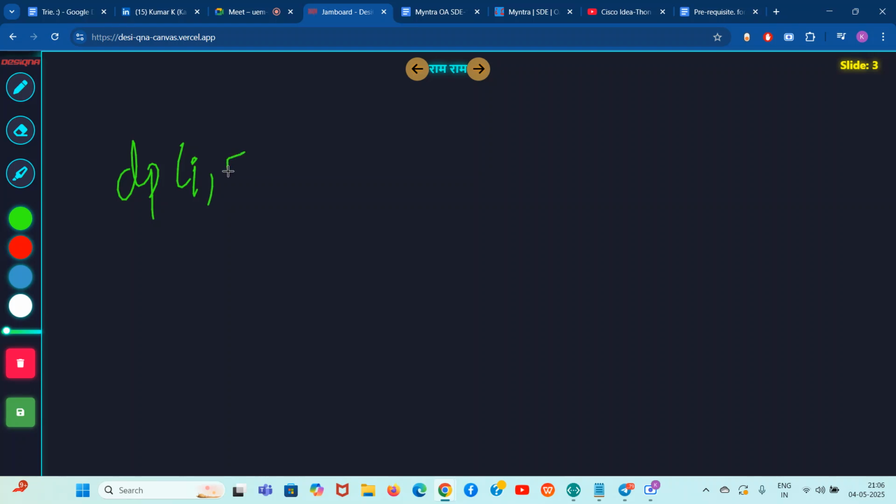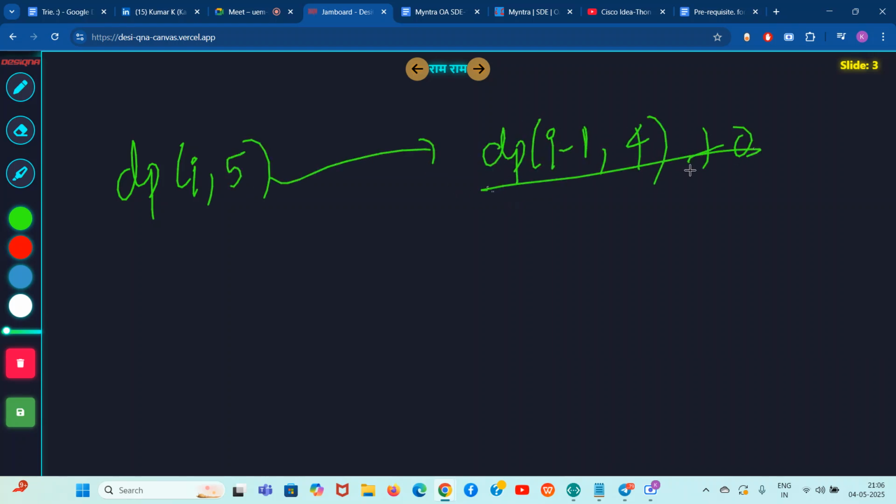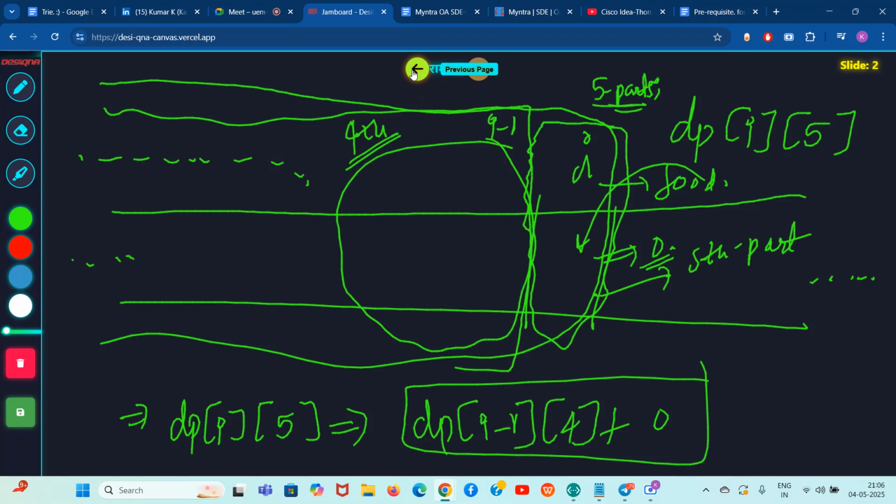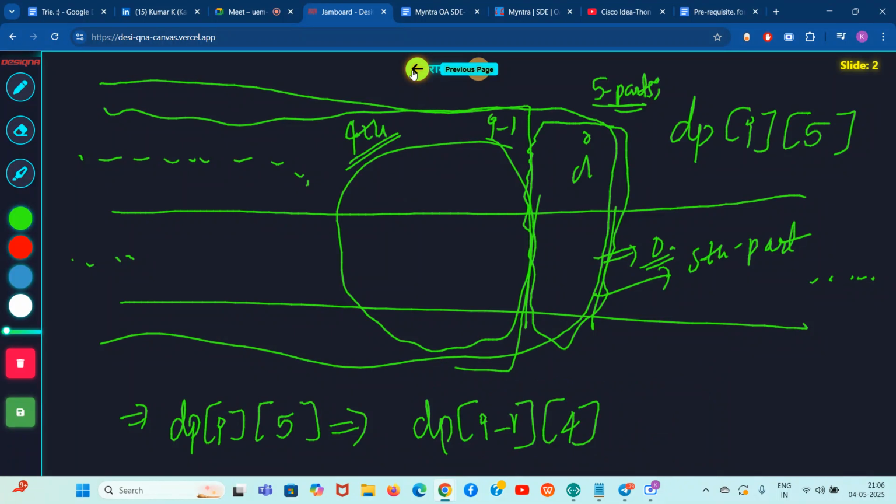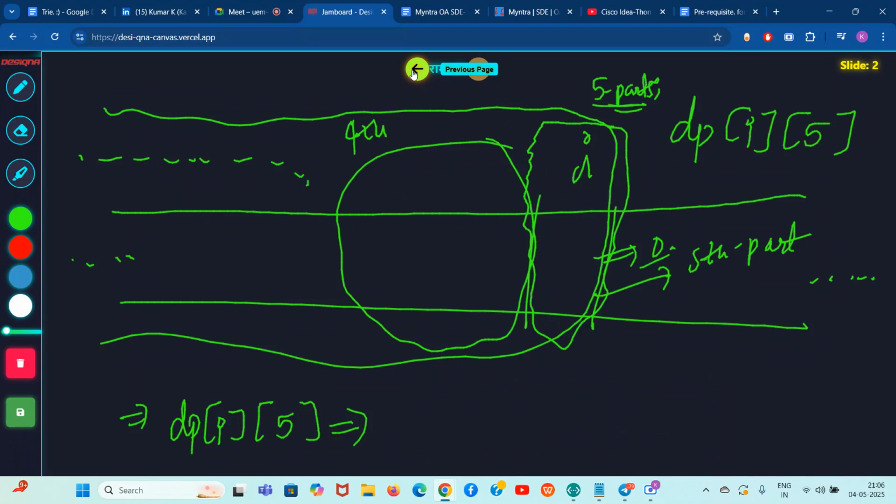dp[i][5] is dp[i-1][4] plus 0. This is one possibility. There is another possibility also. Let's discuss it. What is the other possibility? You can put the last 2 elements also in the fifth part. Now we have tried to put only one element in the fifth part. Let's try to put the last 2 elements in the fifth part.